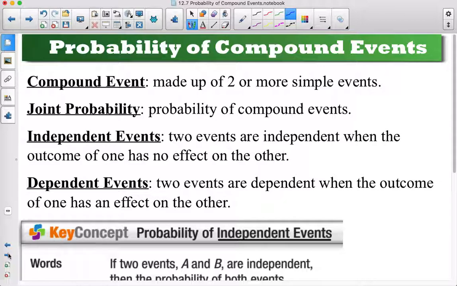Dependent events are the exact opposite. The fact that one occurs depends on the other. So 2 events are dependent when the outcome of one has an effect on the other. It inherently changes the probability.